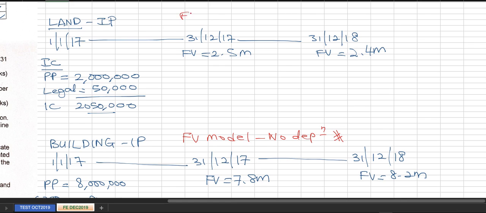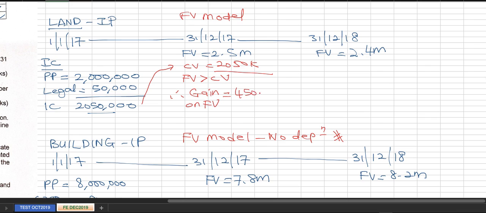So let's do some calculation here. This is a fair value model. So you just carry 2,050,000 here. This is the carrying value, 2050. So the difference, you see the fair value is more than the carrying value, therefore this is IP. When fair value is more, we call it a gain, gain on fair value. The difference is 450,000. So this gain will go into SOPL.